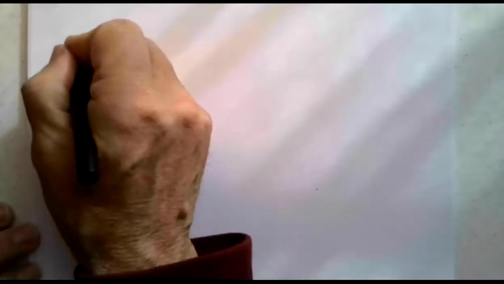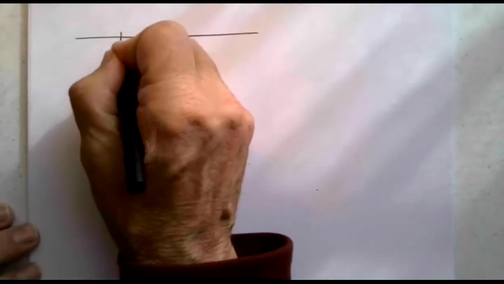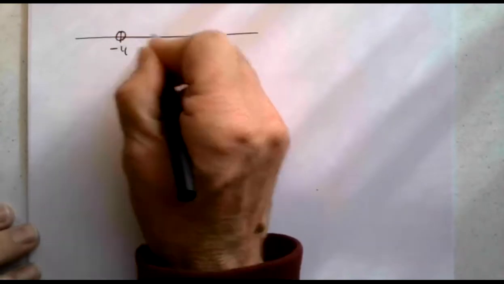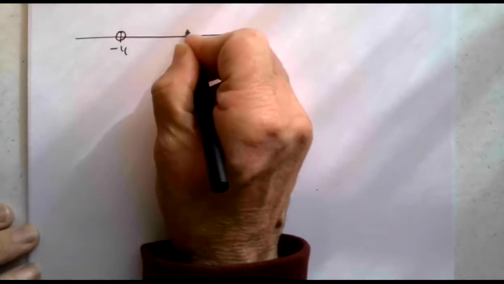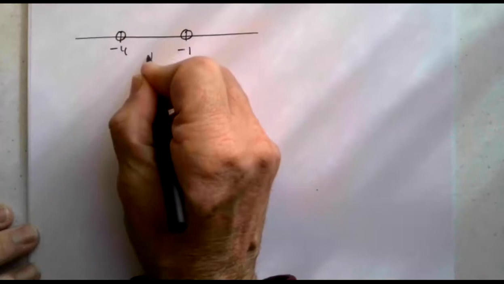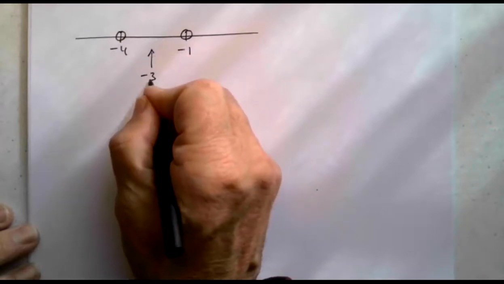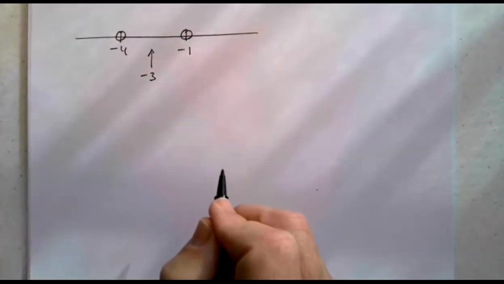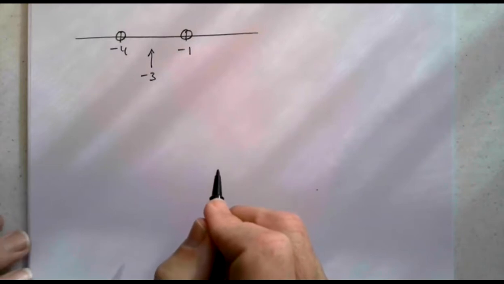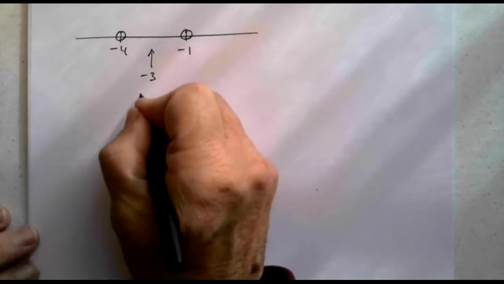Well, remember we also eliminated negative 1. So we have negative 4 here. We have negative 1 here. We just tried negative 3. And we did not get something bigger than 0. When we plugged in negative 3, we had negative 1/2, not bigger than 0. So this is no.